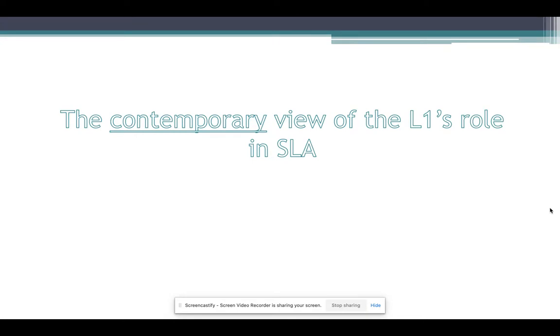Dulay and Burt's research ushered in a new era for second language acquisition research and theory. Contrastive analysis still plays an important role in our research on how the first language influences the second. But our current view of this issue is much more nuanced, or shall I say, complicated.